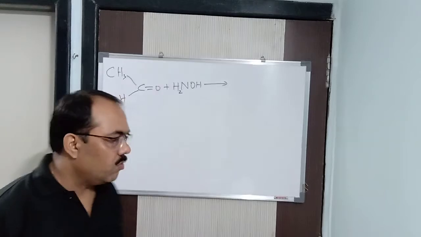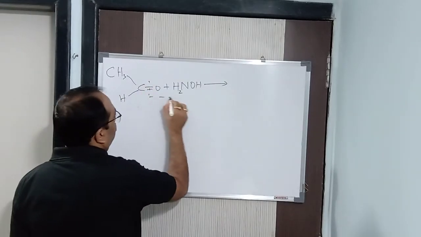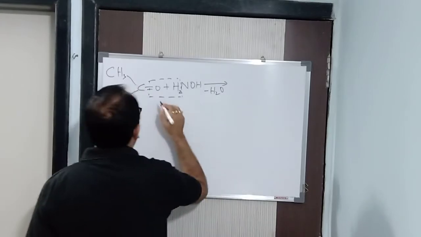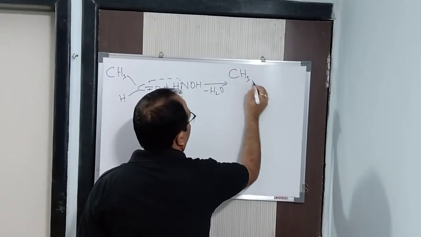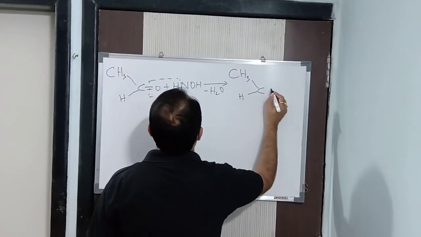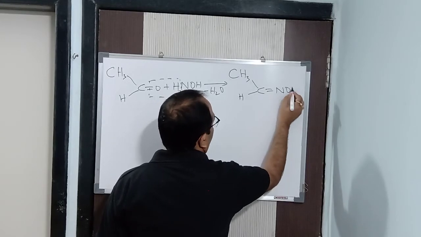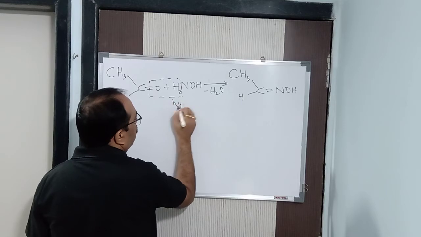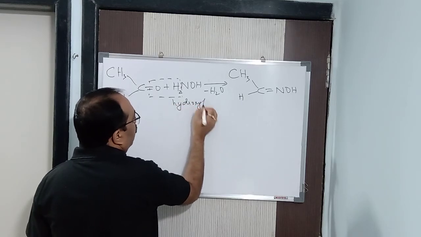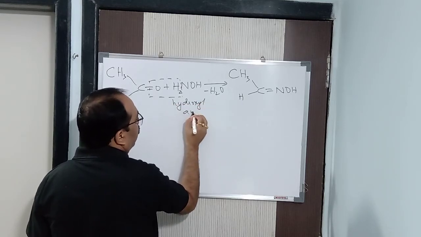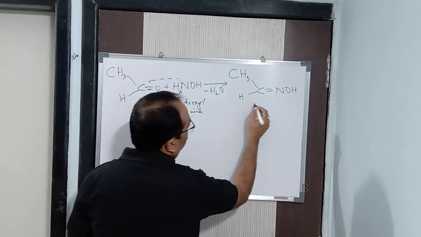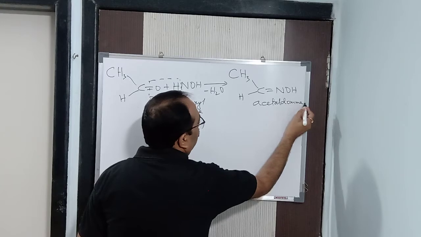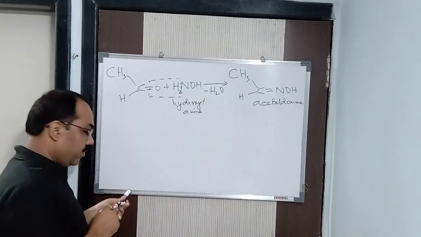You know why, because water is released. So water will be released, for that reason I am telling you. So the product you get is CH3, here it is CH double bond NOH. The name of the reactant is hydroxylamine. And what is the name of the product you get here? Acetaldoxime. It is acetaldoxime. Clear?